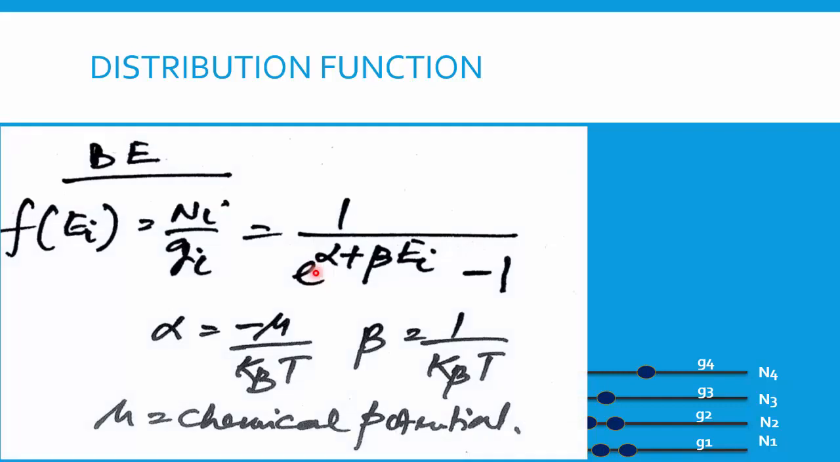Now similarly, you have the distribution function for bosons or Bose-Einstein particles, and the formula or the theory is: the distribution function, or probability, n by g, is equal to 1 by e to the power of alpha plus beta Ei, minus 1. Minus 1 is not with the exponential sign. And what is alpha? Alpha is again a constant, which is equal to minus mu by kT. Mu is called the chemical potential, k is Boltzmann constant, T is temperature, and beta is equal to 1 by kT. So if you look into the formula for Maxwell-Boltzmann, with respect to Maxwell-Boltzmann, the Bose-Einstein distribution function formula has an extra term minus 1.